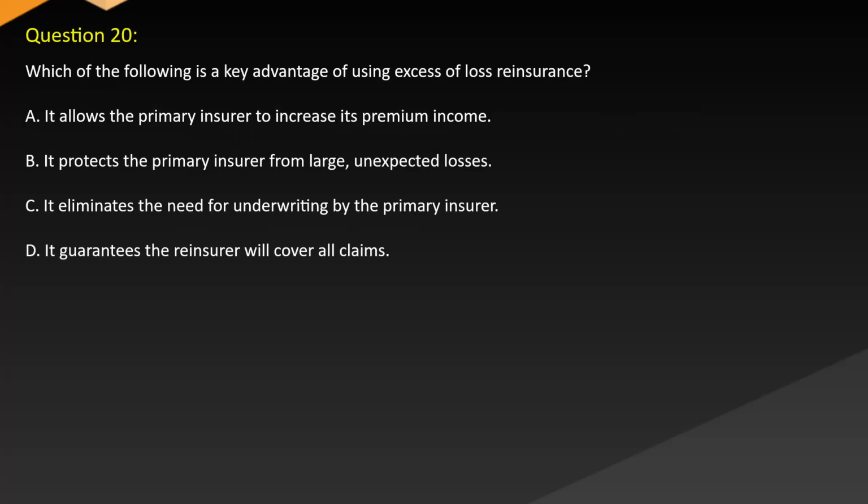Question 20. Which of the following is a key advantage of using excess of loss reinsurance? A. It allows the primary insurer to increase its premium income. B. It protects the primary insurer from large unexpected losses. C. It eliminates the need for underwriting by the primary insurer. D. It guarantees the reinsurer will cover all claims.